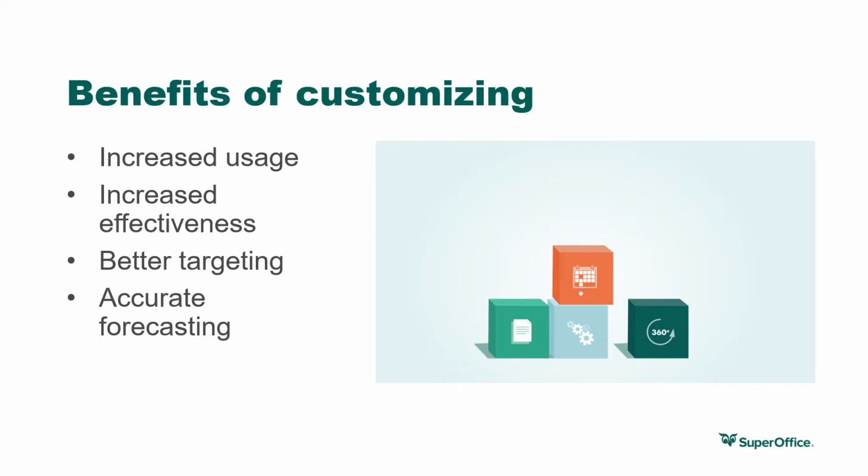You also get better targeting. By customizing your CRM software, you can segment your data on your own values and fields. You also get accurate forecasting, because if the follow-ups and actions in your CRM system reflect your sales process, you can create more accurate sales reports. Some examples can be to add new list items to SuperOffice. You can add your own user-defined fields. You can add your own document templates. Or you can create your own project guide.